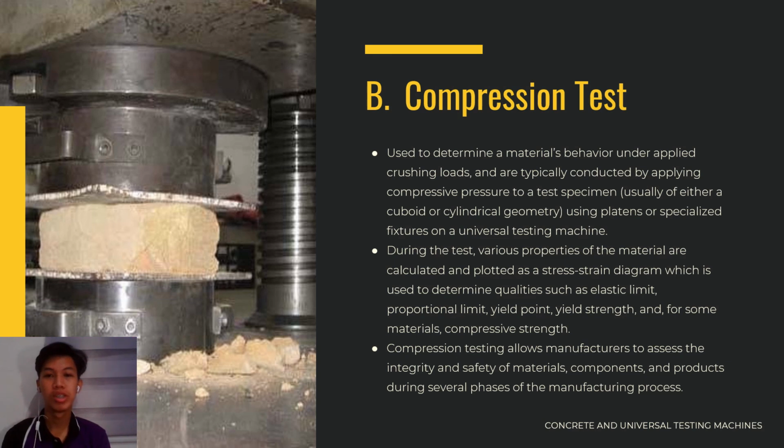So, next one, we have here the compression test. Compression test is used to determine a material's behavior under applied crushing loads and is typically conducted by applying compressive pressure to a test specimen. During the test, various properties of the material are calculated and plotted as a stress-strain diagram, which is used to determine qualities such as elastic limit, proportional limit, yield point, yield strength, and etc. Compression testing allows manufacturers to test the integrity and safety of materials and their components.